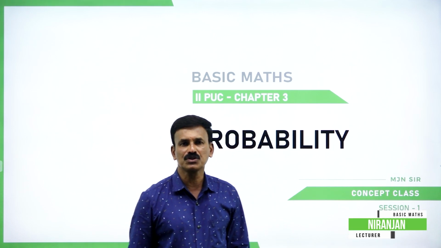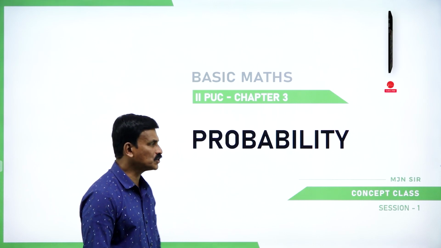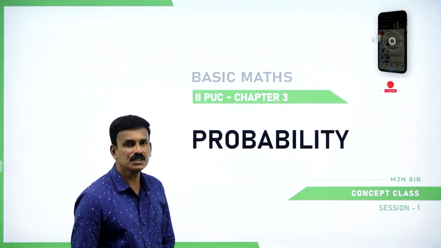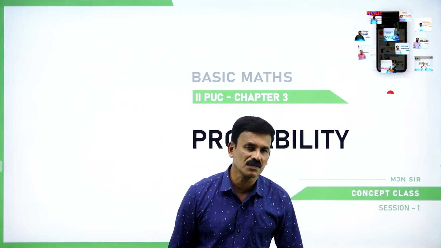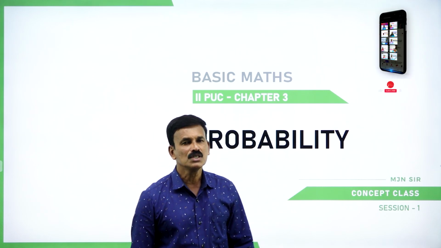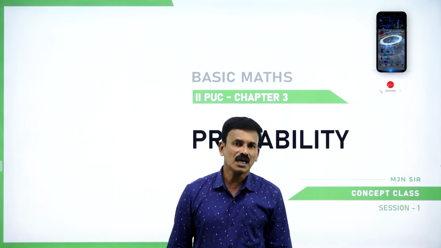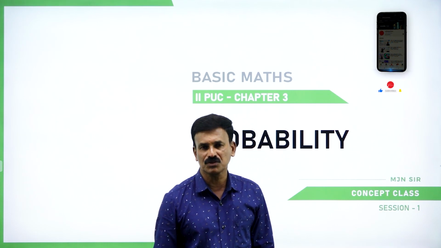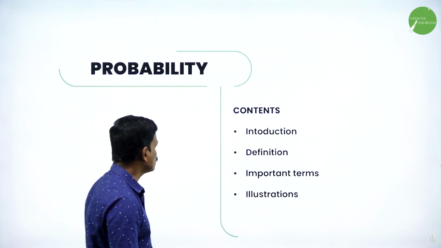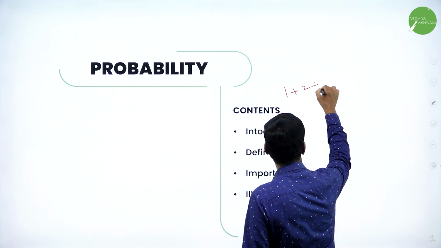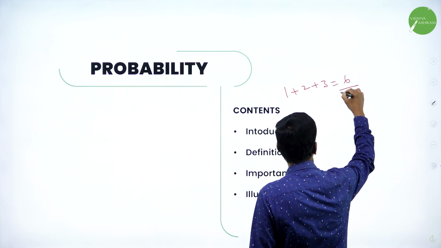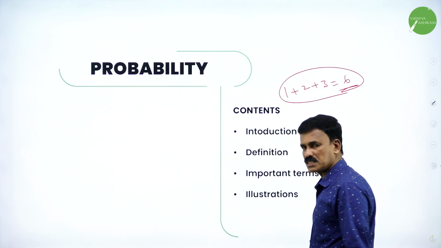Today in this session I am going to discuss a very important chapter, that is probability. In this chapter you may expect 6 marks. The weightage for this chapter is 6 marks. So you will get one 1 mark question, one 2 mark question and one 3 marks question. Totally 6 marks from this chapter you may expect.